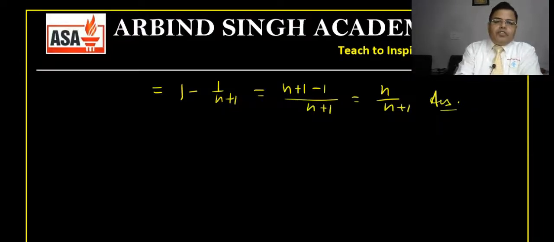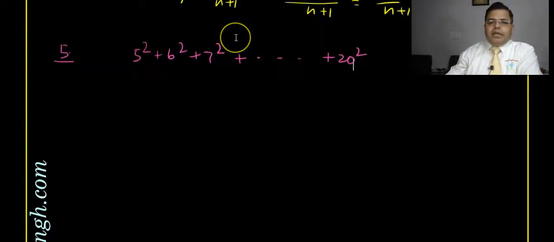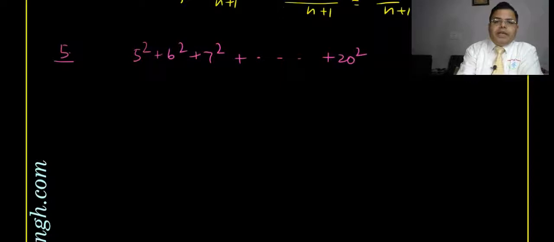Now the next question I would like to take is question number 5. It is given: 5 square plus 6 square plus 7 square up to 20 square, that you have to calculate. You have to find the value of all these. So you can write the solution like this.